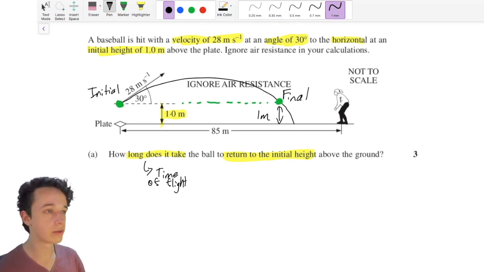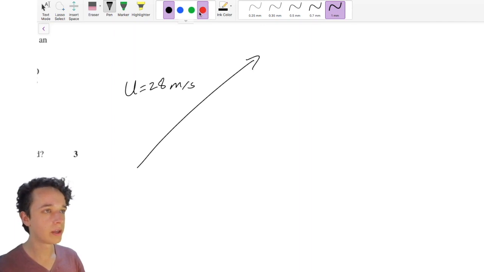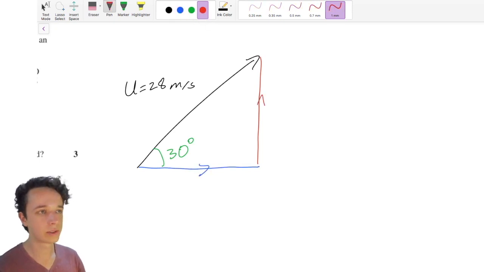So the first thing that I would do is find the horizontal and vertical components of the initial velocity. So I'd make a triangle like this with u equals 28 meters per second and the angle of 30 degrees. And then I'd find this uy and this ux. And we just do this using standard trigonometry. So let's try and find uy first.